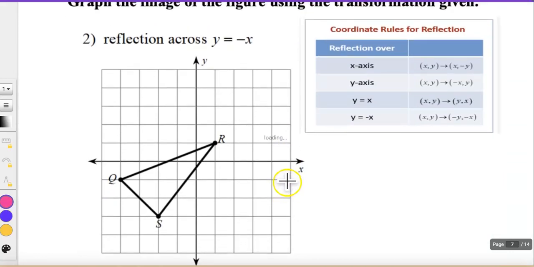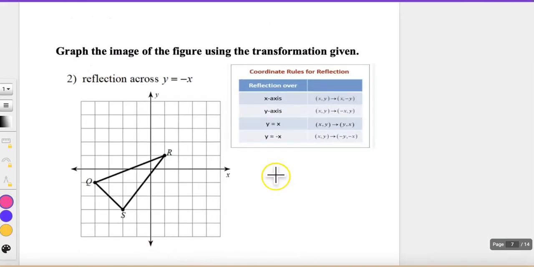Okay, I picked one question over here and we will try to do this problem together. Graph the image of a figure using the transformation given, and it says reflection across y equals negative x. Oh, I need my rules. Oh, Mr. Gupta gave me the rules. The rules are over here.